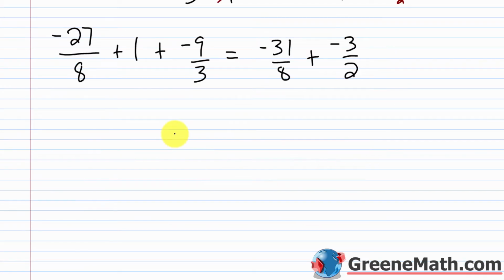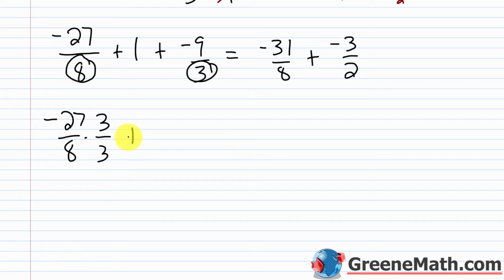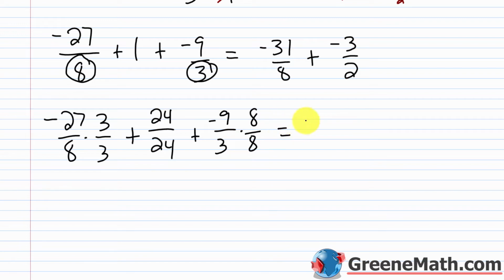All right, so on the left, I've got to think about getting a common denominator. So 8 is going to factor into 3 factors of 2. 3 is not going to factor. So the best I can do there for my LCD is going to be 24, right? 8 times 3. So negative 27 over 8 times 3 over 3. Plus, for 1, I'm just going to write it as 24 over 24. It's the same thing as 1. And then plus, we'll have negative 9 over 3 times 8 over 8. Put this equal to negative 31/8 plus negative 3 halves.